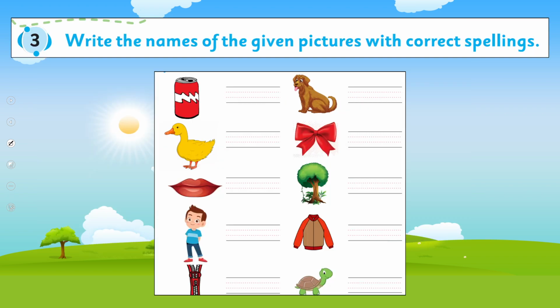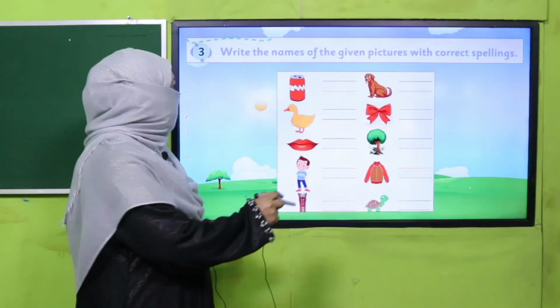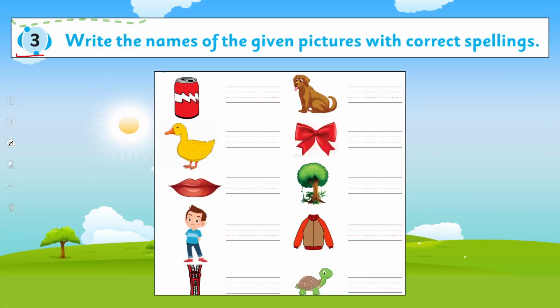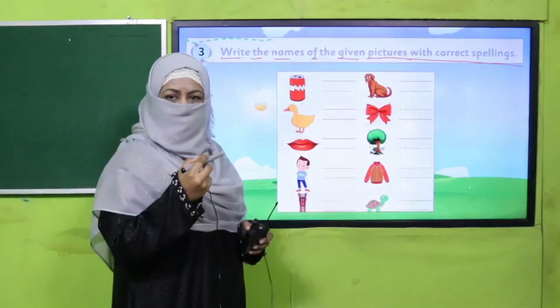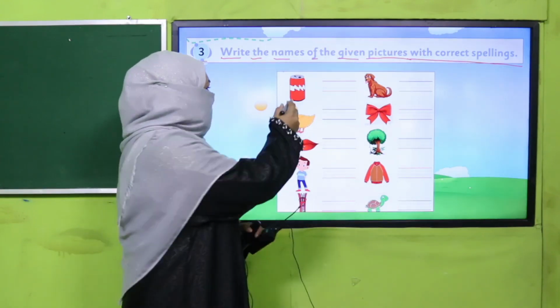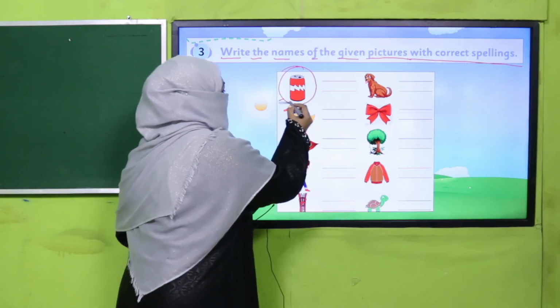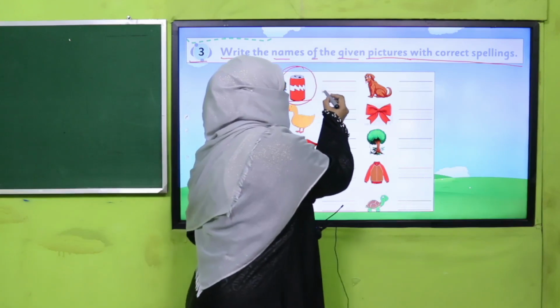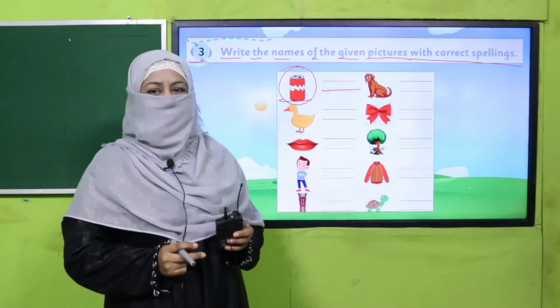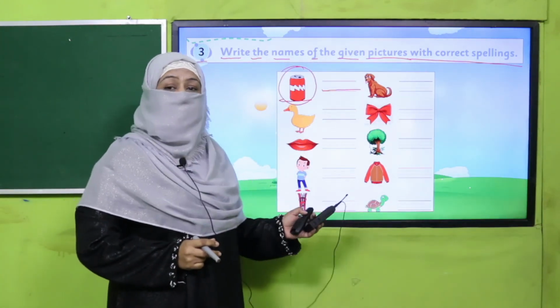So let's practice this in your book. All of you open your book. This is question number 3. First you will write the names of the given pictures with correct spellings. First look at the picture, say its name, and then spell it here. Write it here. Okay. So pause the video, complete this task in your book.